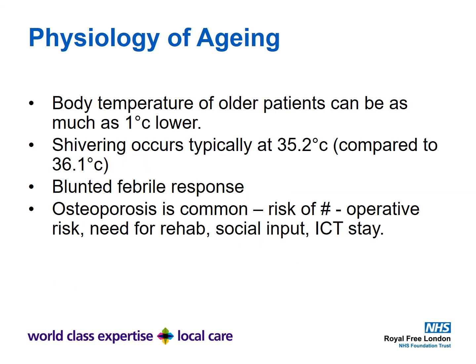The body temperature of older patients can be as much as 1 degree Celsius lower. Shivering typically occurs at 35.2 degrees compared to a younger adult, which is at 36.1. You have a blunted febrile response, and that's why it's always important to consider occult infection in the elderly, or hypothermic sepsis. Osteoporosis is common, and obviously there's a risk of fracture, there's an operative risk, the need for rehab, social input, and intermediate care stay.